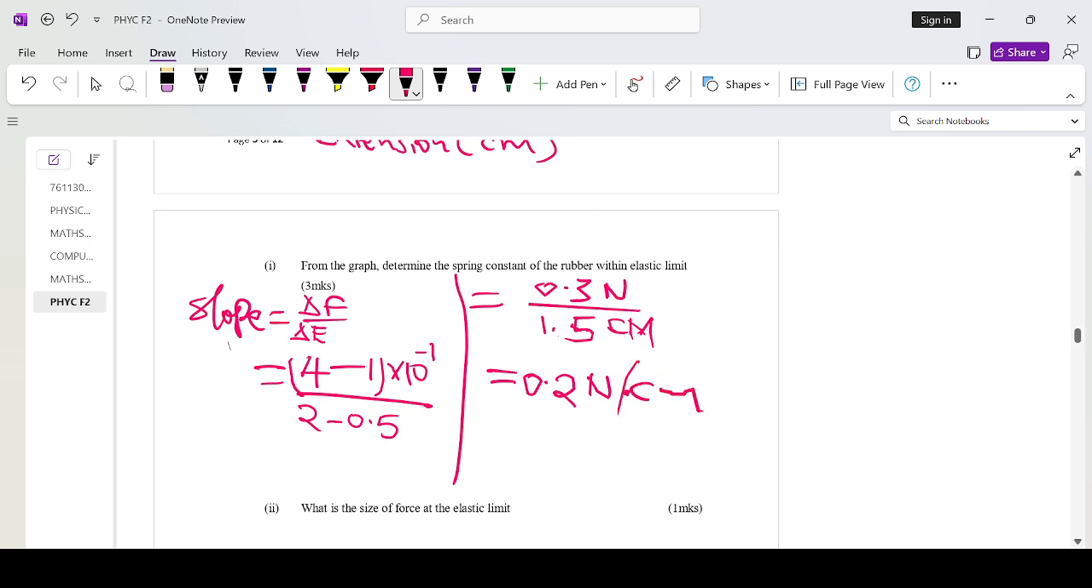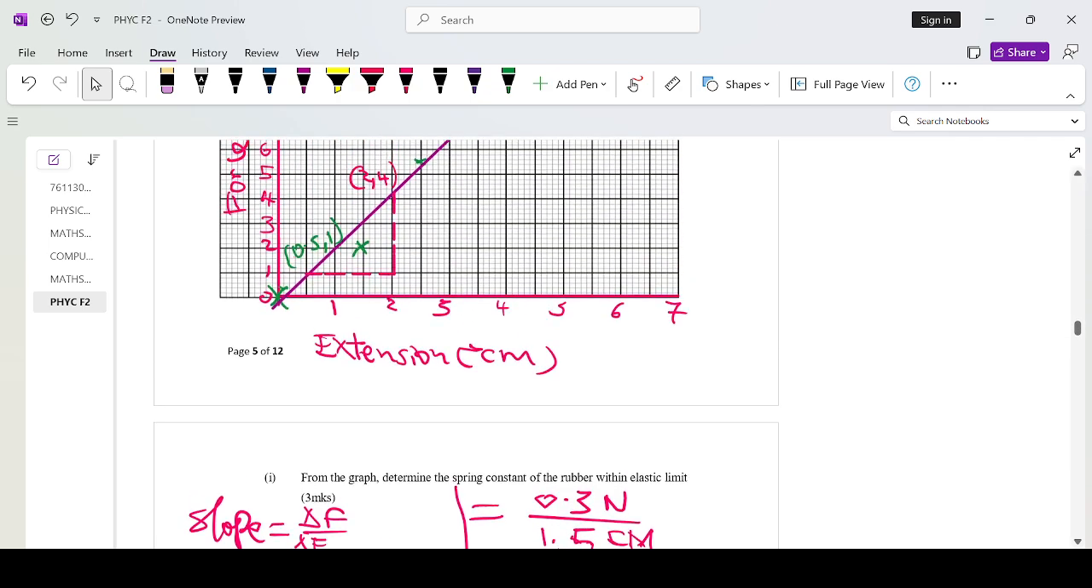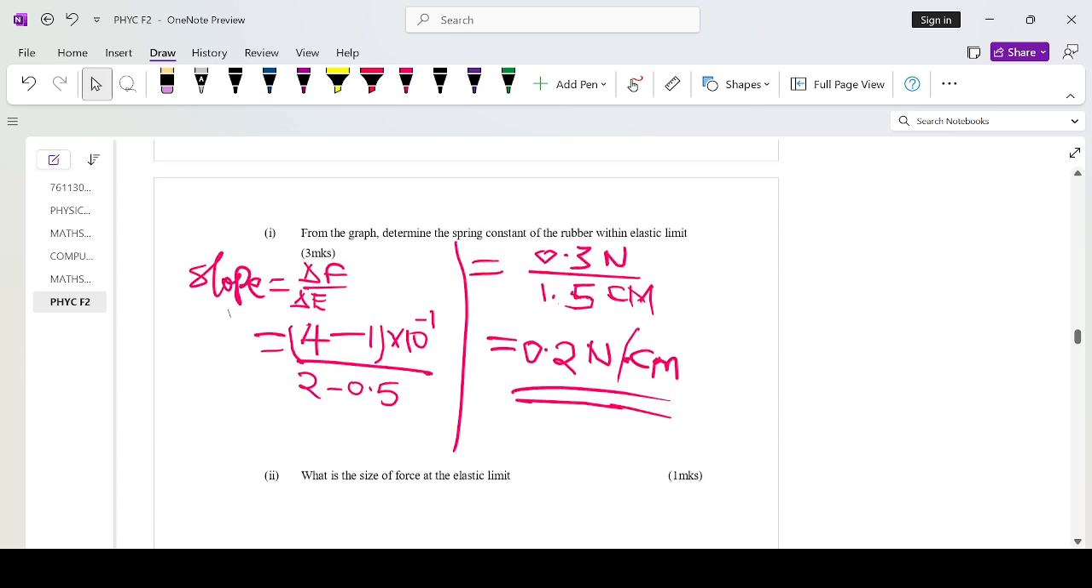Units is very important. 0.3 newtons per centimeter. Sorry, I meant 0.3 newtons per centimeter. So learners, you can just follow that this calculation is not difficult. When you get 0.3 newtons per centimeter, you will have gotten what is called the spring constant of the rubber within the elastic limit. Remember, they said within the elastic limit. Very important. We proceed to the next question.